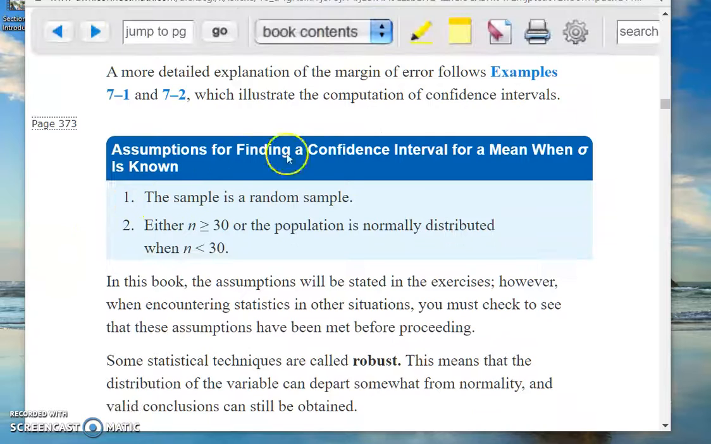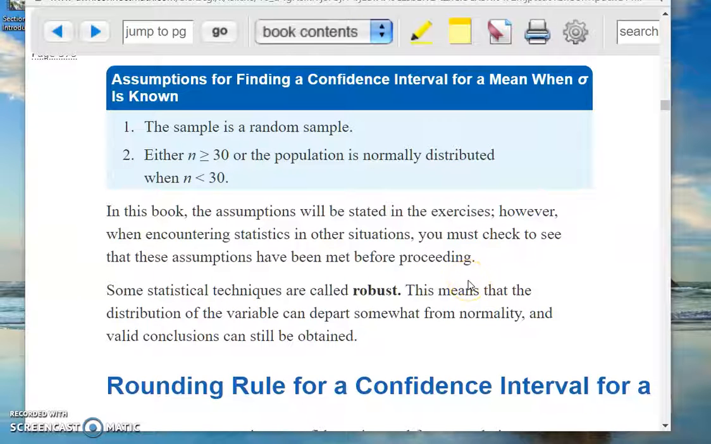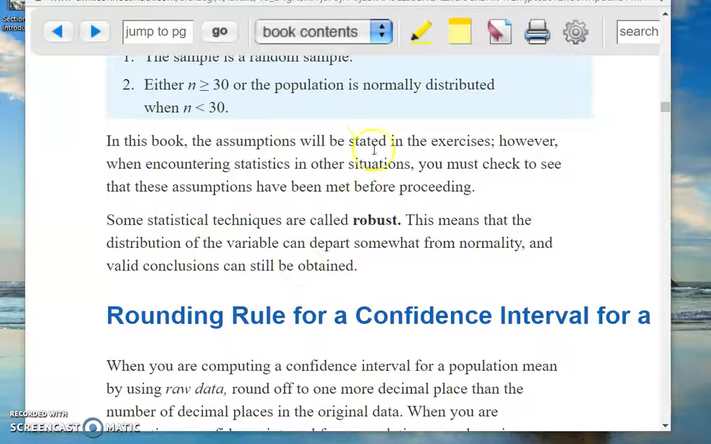Okay, so here are the assumptions. We always have to assume there's a random sample. If it's not a random sample, we're just whistling Dixie here. The sample size has to be greater than or equal to 30, or the population is normally distributed. And if it's normally distributed, we don't care what the sample size is. Okay, I'll let you read that.